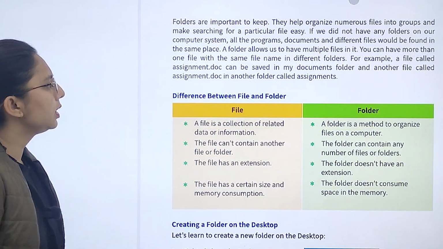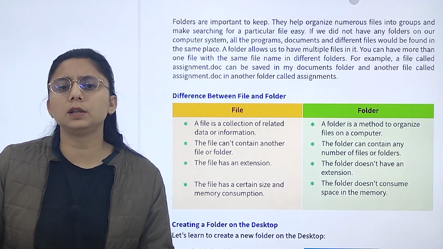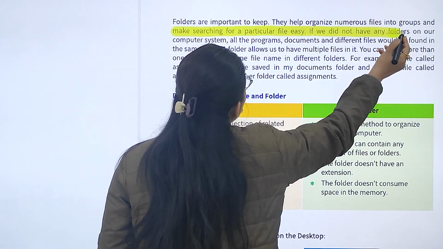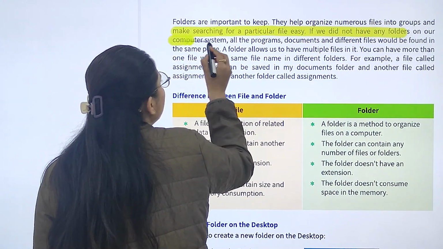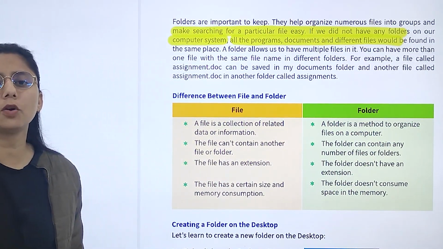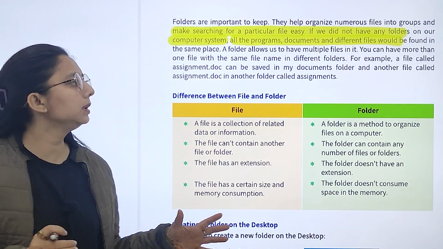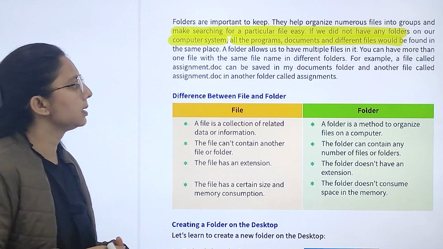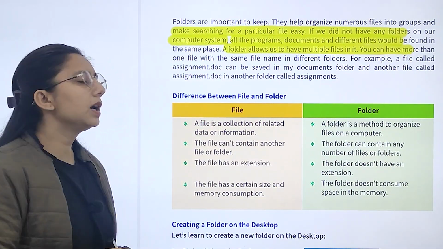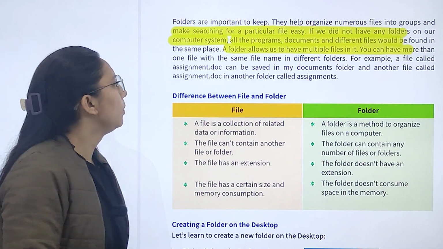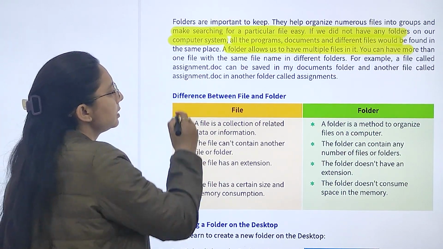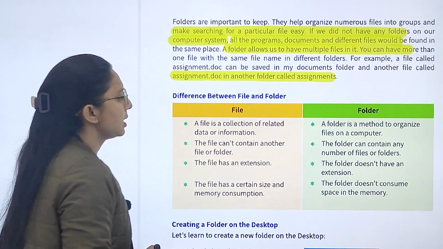Now, folders are important to keep. They help to organize numerous files into groups and make searching for a particular file easy. If we don't have any folder on a computer system, all programs, जितने भी programs हैं, जितने भी documents हैं और आपकी files हैं, what happens, they are found in a single place. And a folder can have multiple files in it. You can have more than one file. So we can save the document file, which is assignment doc, in another folder called assign.